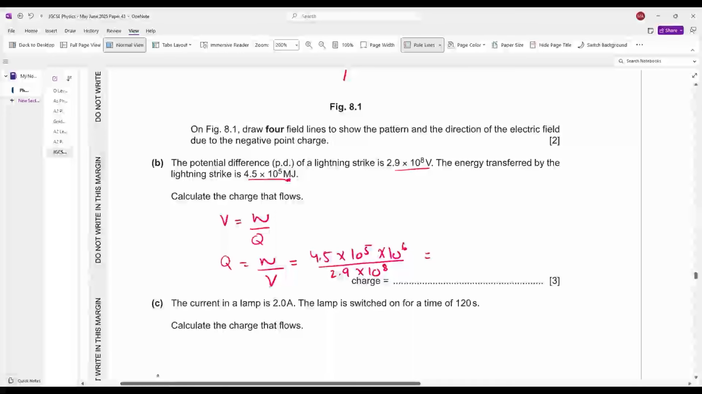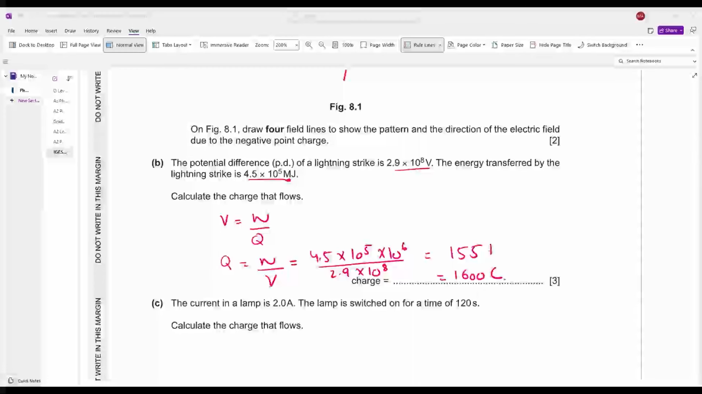What does your charge come out to be? हाँ जी, charge क्या आ रहा है? Calculated 4.5 into 10 raised to the power of 5, 10 raised to the power of 6, divided by 2.9 into 10 raised to the power of 8. What does your charge come out to be? 1551. If I convert this answer to two significant figures, 1600 coulombs is your answer.